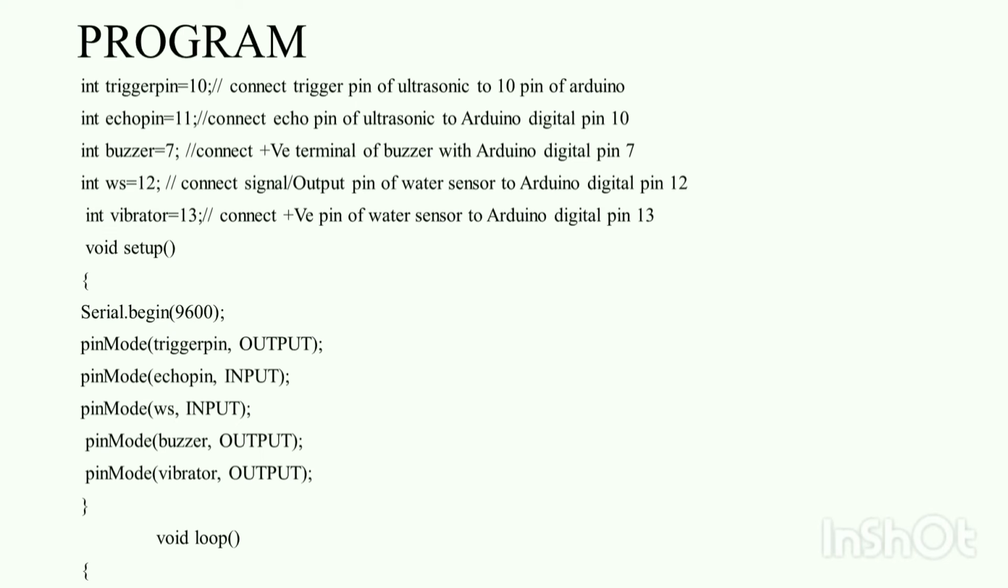Following the program: first, connect the trigger pin of the ultrasonic sensor to Arduino digital pin 10. Next, connect the echo pin of the ultrasonic sensor to Arduino digital pin 10. Connect the positive terminal of the buzzer to Arduino digital pin 7. And again, connect the signal output pin of the water sensor to Arduino digital pin 12, and connect the positive pin of the water sensor to Arduino digital pin 13.